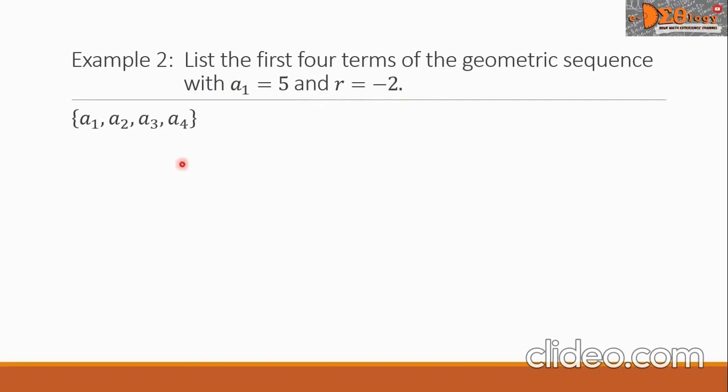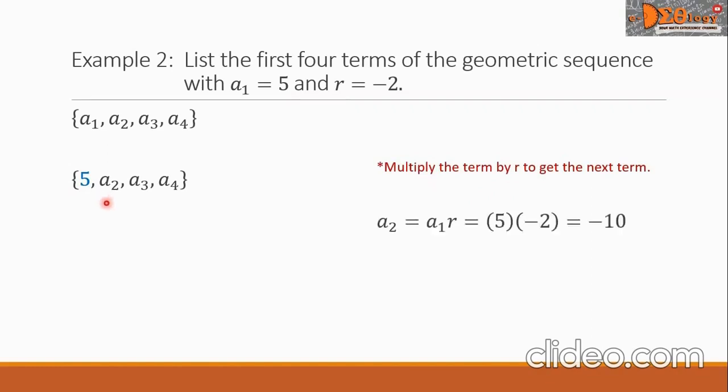Now, for our answer, the first term, 5, is now listed in here. For us to find the next term, or the a sub 2, we will multiply the term by r, or the common ratio, to get the next term. It means to say the a sub 2 is equal to this number 5, the first term, multiplied to the common ratio negative 2. So that is 5 times negative 2 is negative 10. This value we will substitute in a sub 2.